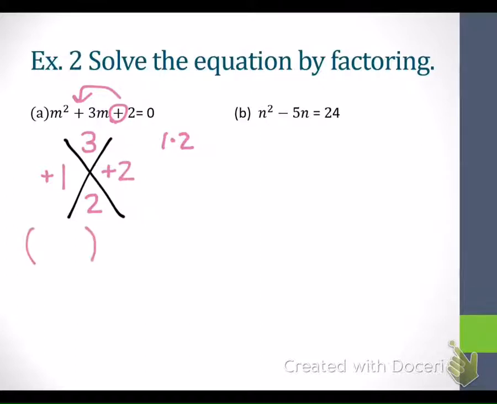And what are my binomials going to be? m plus 1 times m plus 2. Now, I bring down what I have not used. What have I not used yet? Equals 0. Now, let me make this very clear.